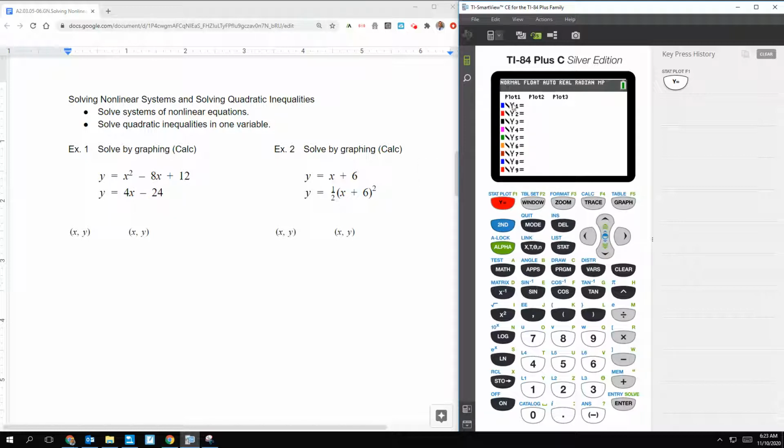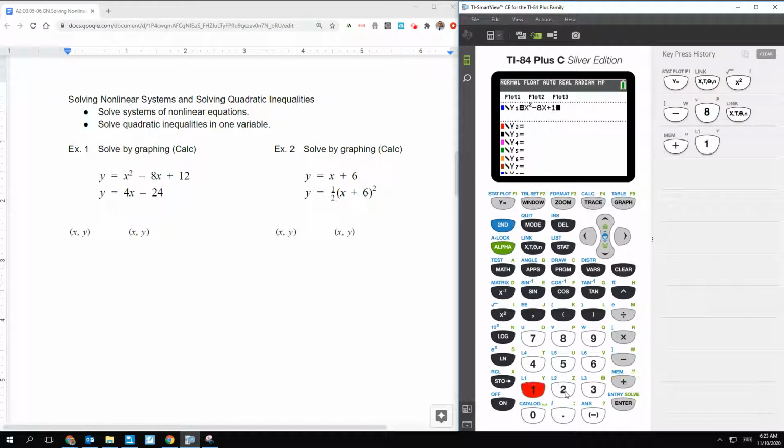As we can see, the y is already there, and so the next thing we have to do is just type in x squared. We type in x squared right there, and then there's the squared key, minus 8, there's the x key, plus 12. So that's going to be y1, and we can see that that's blue, and we expect that a parabola will be there.